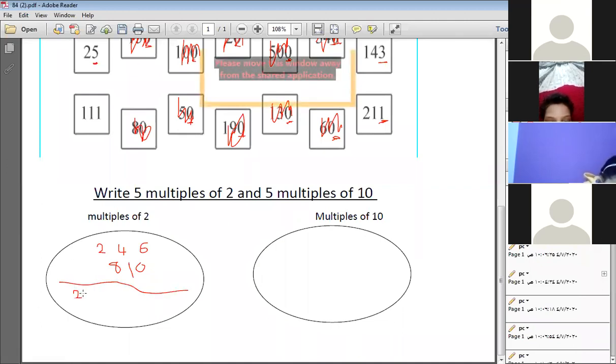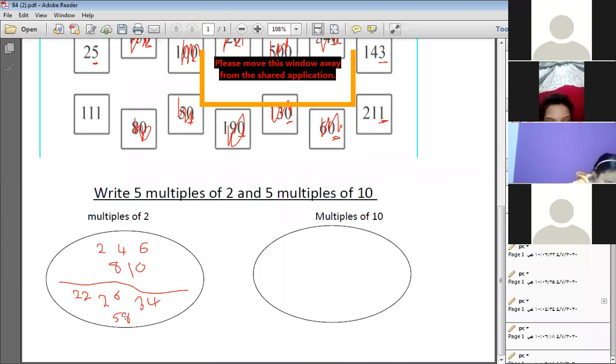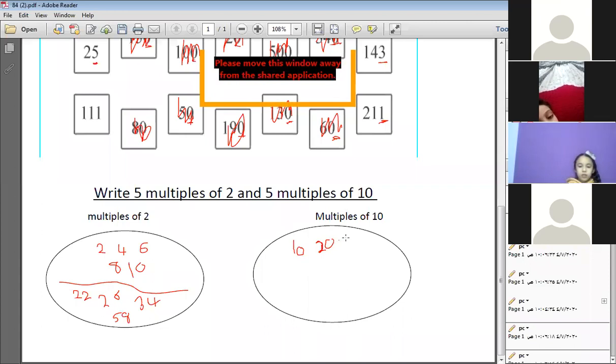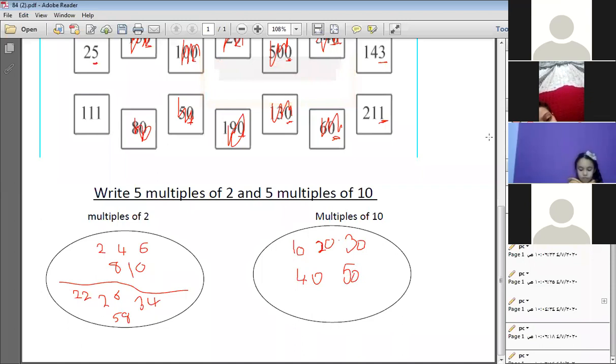Even if I write, for example, 22, 26, 34, 58, all of these are even numbers, right? Any number that ends with an even number. Okay? Multiples of 10, any number that ends with a 0. So I can write 10, 20, 30, 40, 50, and so on: 60, 70, 80, 90, 100, 110, 120, 130, 140, and you know the rest.